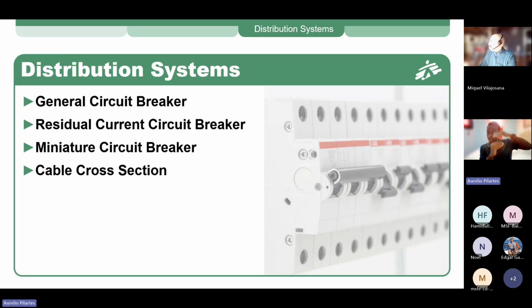And it's done due to the reaction time, the rating, and the characteristics of the devices, which is something we should always pay attention to, to make sure the devices will not trip in a reverse order.